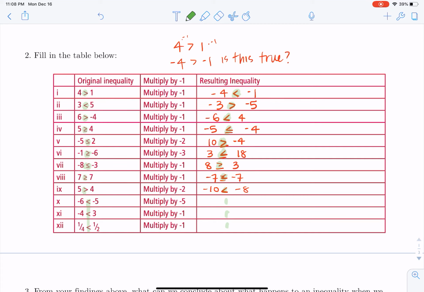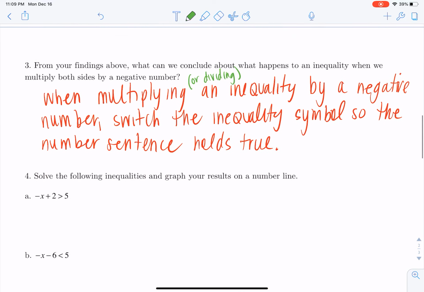So to piggyback off of that division example, if I started with 4 is greater than 1, and I divided both sides by -1, I would end up with -4 and -1, and I know that I would still flip my symbol here. So there's some examples for you.